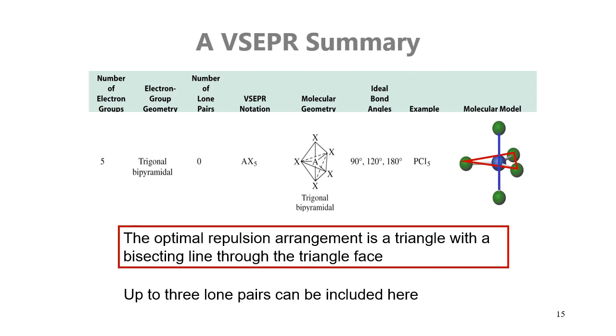Next is trigonal bipyramidal. By definition, it is a molecular geometry with 1 atom at the center and 5 more atoms at the corners. Bipyramidal means that the optimal repulsion arrangement is a triangle with a bisecting line through the triangle face. So this is a triangle, you can see here. It's bi, so it's a pyramid up and a pyramid down here. The bond angle can be 90, 120, and 180. So this is the case for AX5. There is no lone pair.